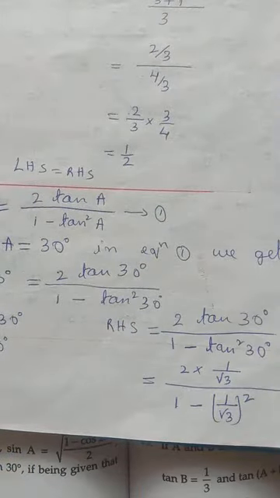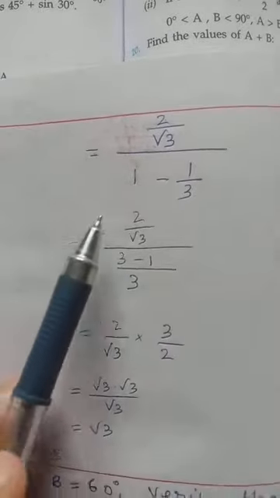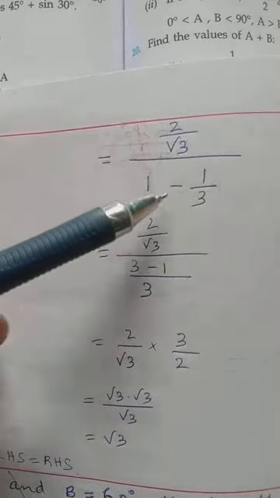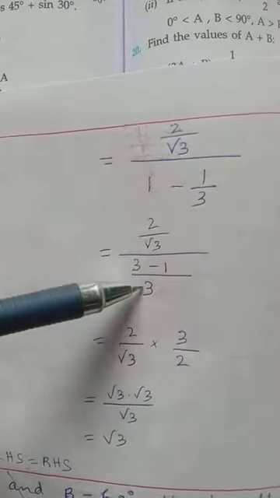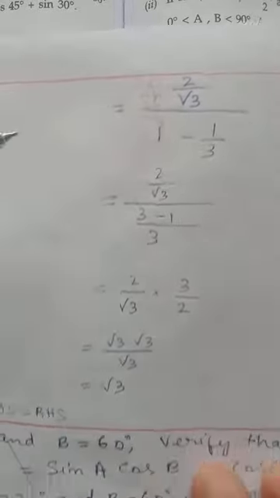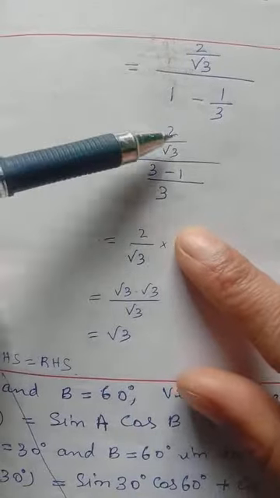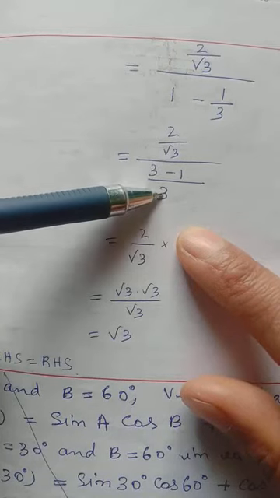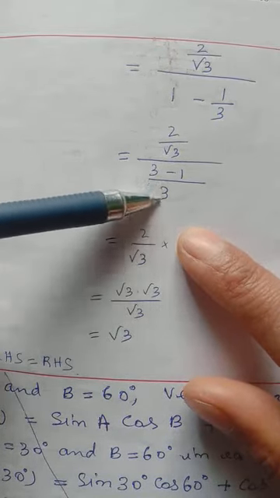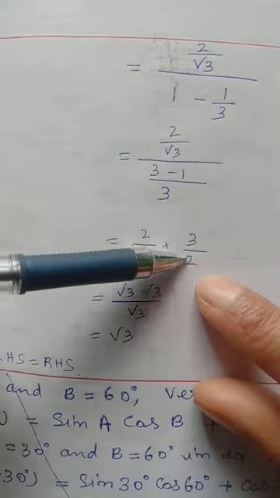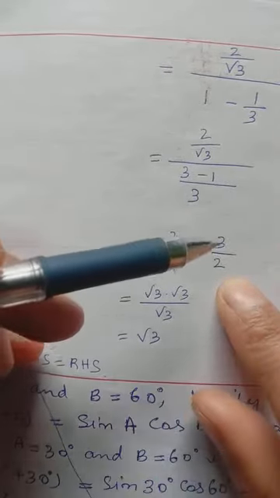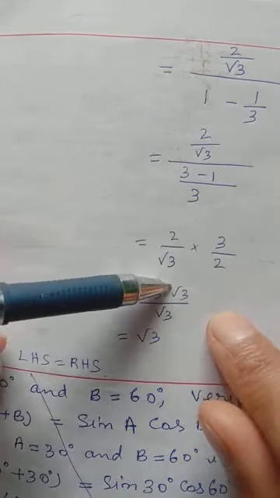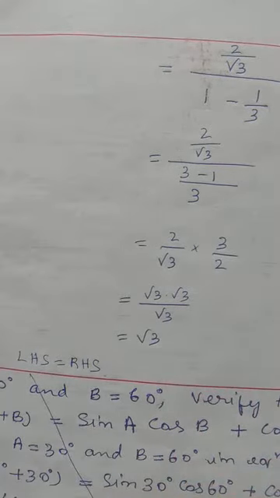We have a fraction. Let's find the LCM. So LCM of 1 and 3 will be 3. 1 divided by 3, 3. 3 into 1, 3. 3 and 3 are the same. So 3 minus 1 becomes 2. Okay, so this one, 2 by root 3, we bring it as it is. Then 3 minus 1, here we have 2 by 3. But if I change it to multiply, it becomes upside down. That means 3 by 2. The 2 we can cancel. On the left hand side we have root 3. So again, either we rationalize the denominator or this 3 we can convert to root 3 into root 3. So the 3 cancels. We will get it equal to the right hand side.